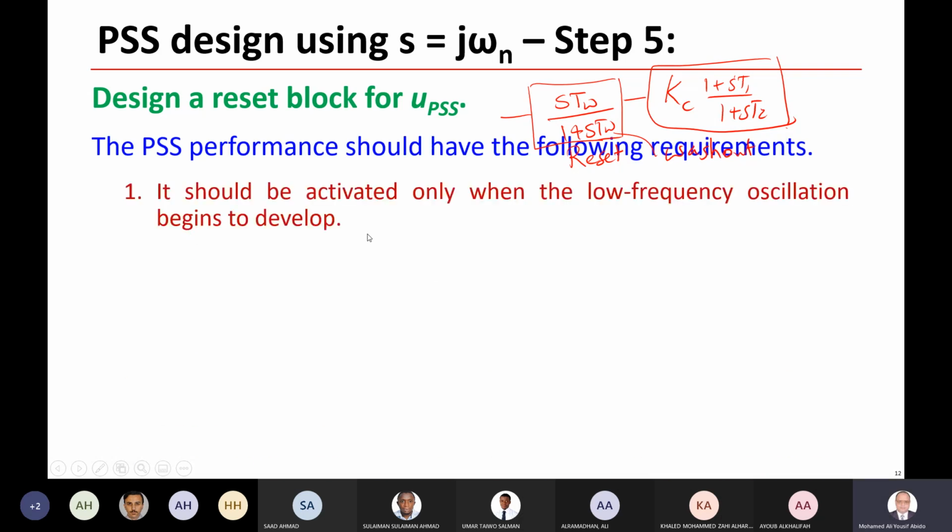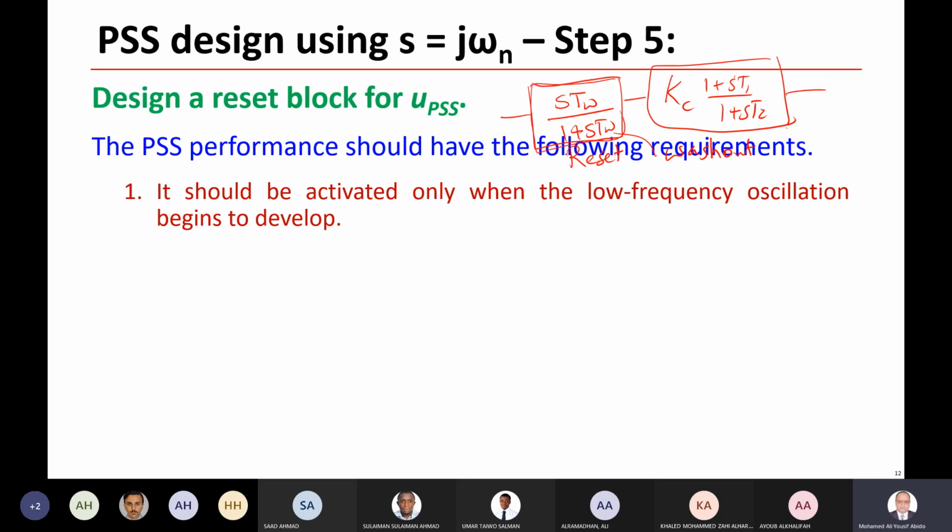It should be activated only. We need the power system stabilizer to be activated only if we have oscillation. If there is no oscillation, we need the power system stabilizer to be deactivated. We don't need anything from the power system stabilizer if the system is running at steady state. So we need to deactivate it. This block actually is doing this mission.